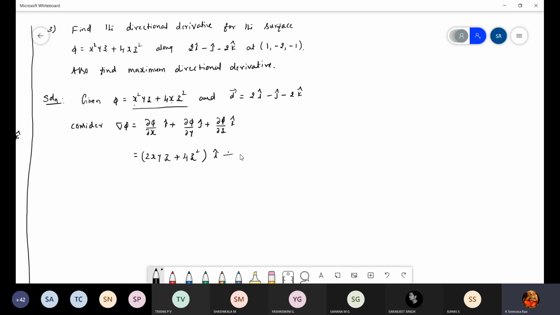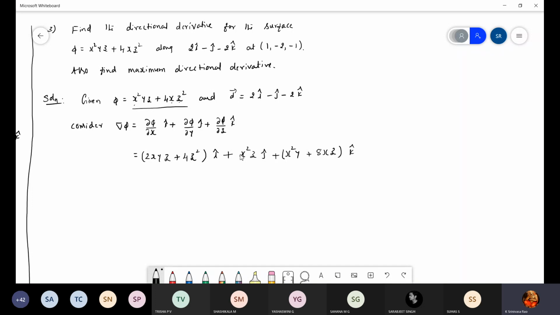With respect to y, the first term is x square z, and the second term has no y, so it is 0. So you will get x square z into j cap. Plus with respect to z, which is present in both terms: x square y keep as it is, z differentiation is 1, plus second term z square is 2z, so 2 into 4 is 8xz. So this is the derivative of the third term with respect to z into k cap.